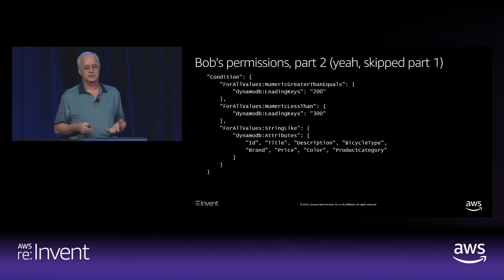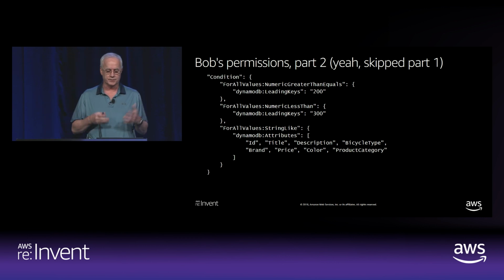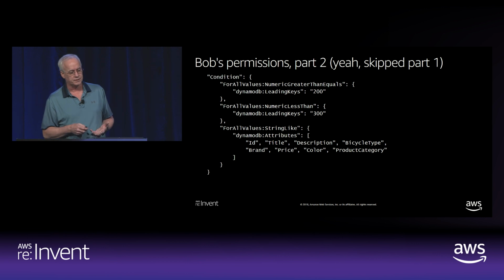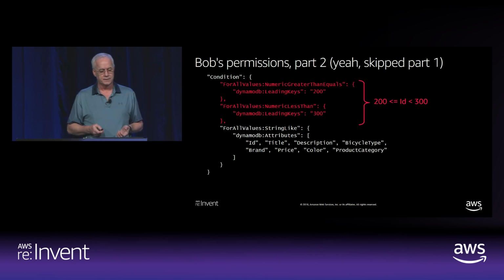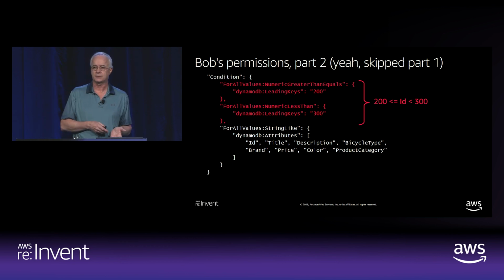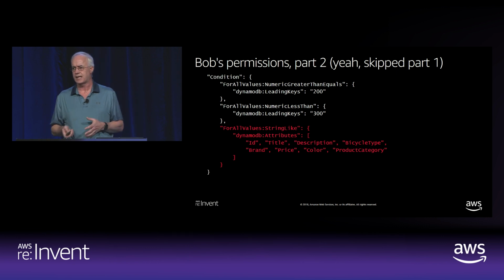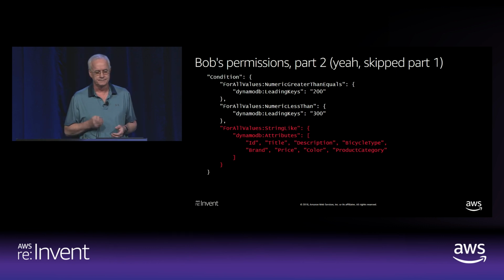So Bob's permissions, I'm only going to show you the conditions section because the primary section was exactly the same. He has get item, put item on the same table, and he has the list tables for all tables. And so within his section, he has the IDs that go between 200 and 300. So greater than or equal to 200 and less than 300. And he has access to the attributes related to bicycles. He doesn't have access to the attributes that are not related to bicycles, like the ISBN.